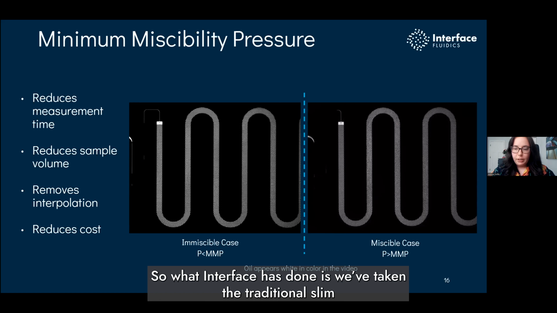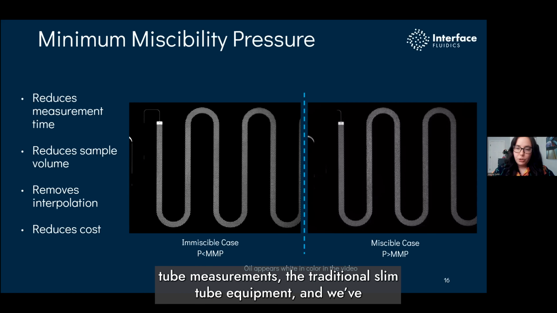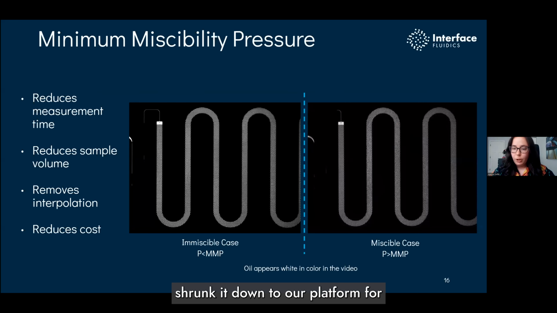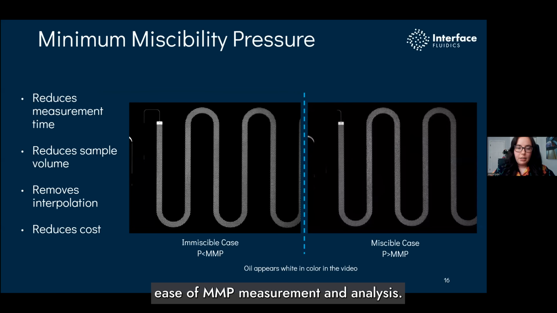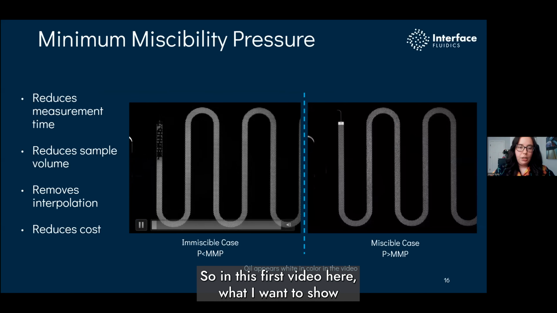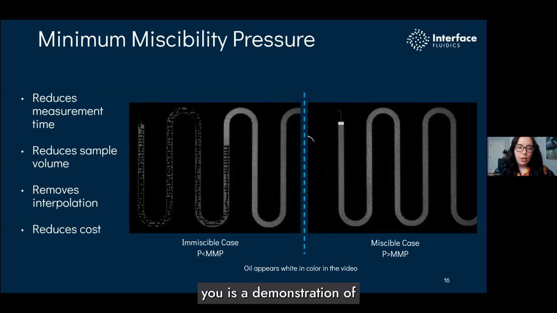So what Interface has done is we've taken the traditional slim tube measurement, the traditional slim tube equipment, and we've shrunk it down onto our platform for ease of MMP measurement and analysis. In this first video here, what I want to show you is a demonstration of an immiscible gas injection case. Here we can clearly see the gas, which is the dark color, is fingering through the oil, which appears white in this video. We see high residual oil left inside of the device after the injection.